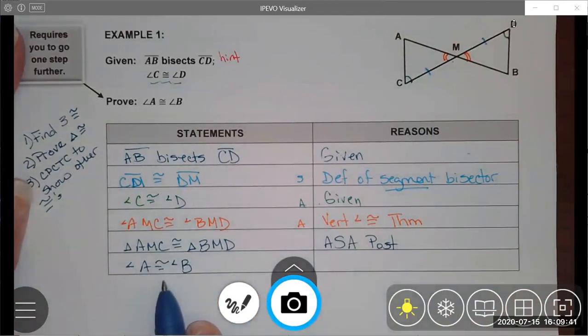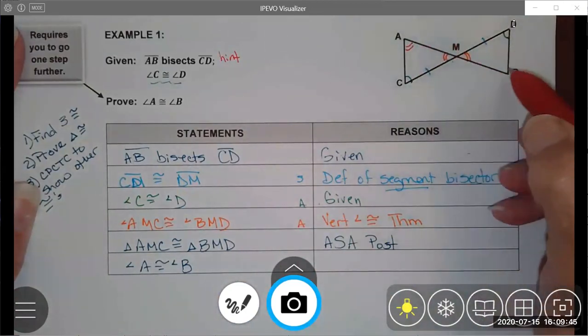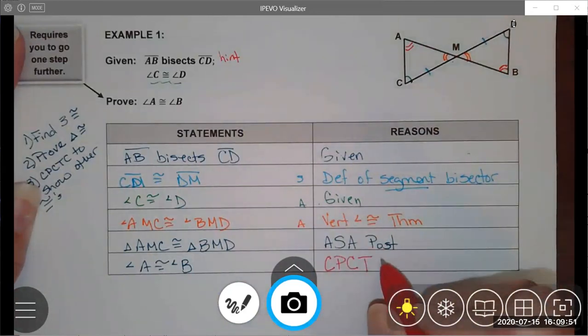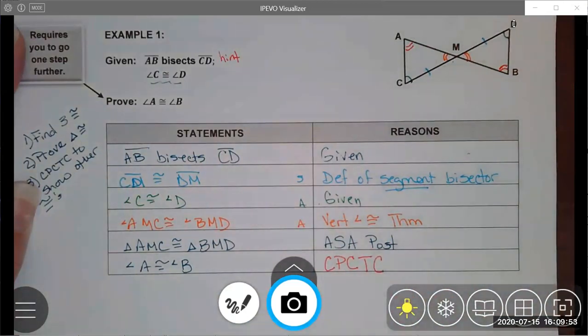Why can I say that? How do I know that? Well, I know that because I can use corresponding parts of congruent triangles are congruent. I can say this is true by CPCTC. And we're efficiency experts, so I'm not going to write all those words out. I'm going to say CPCTC. And now we've proven something a little beyond just triangle congruency, and it didn't hurt too much.